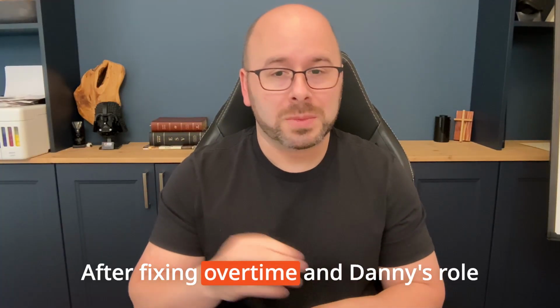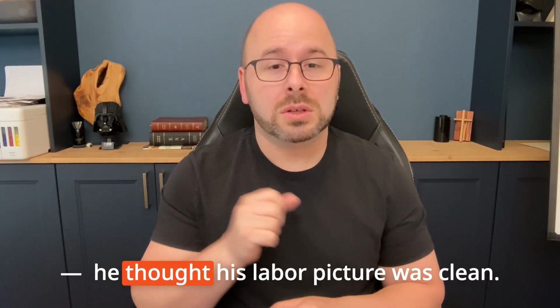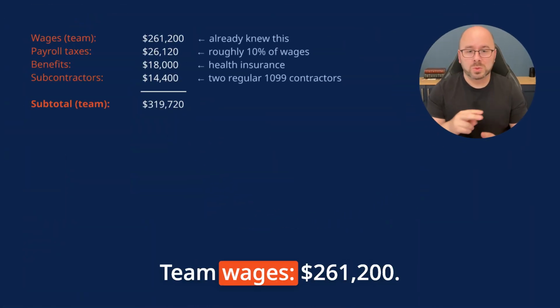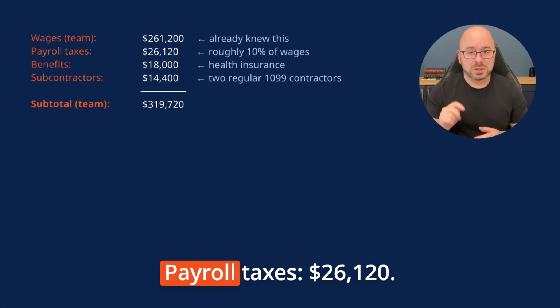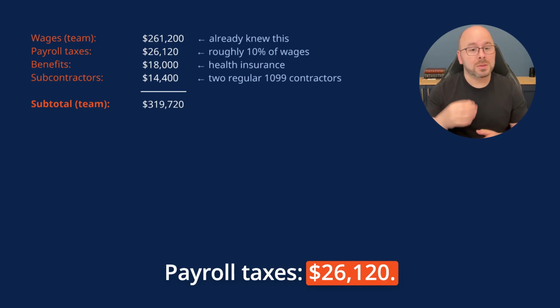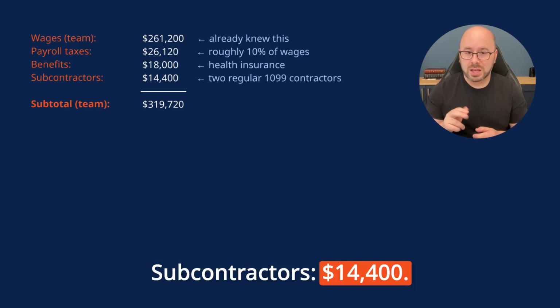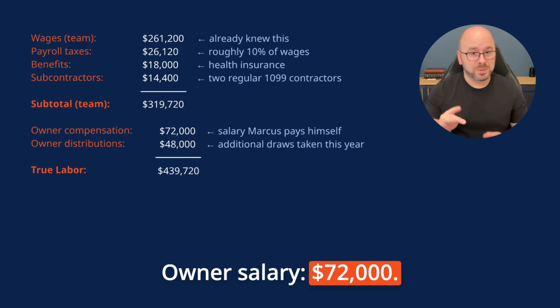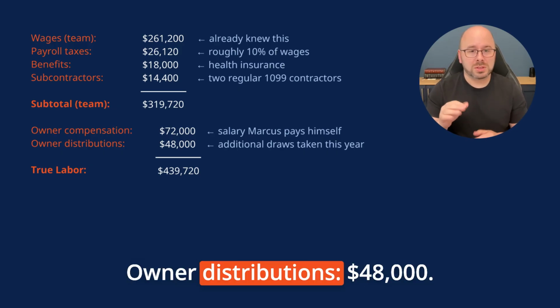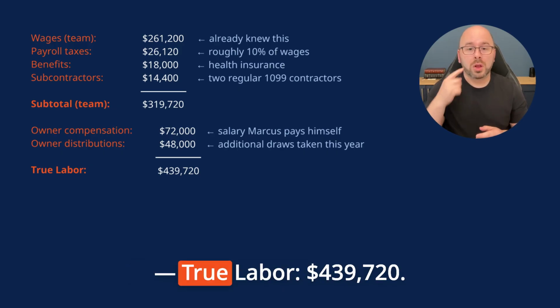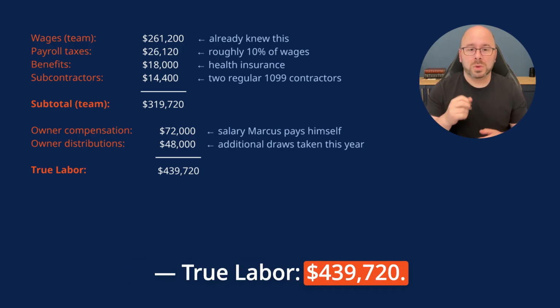Back to Marcus. After fixing overtime in Danny's role, he thought his labor picture was clean. We built his true labor, all 6 lines. Team wages, $261,200. Payroll taxes, $26,120. Benefits, $18,000. Subcontractors, $14,400. Owner salary, $72,000. Owner distributions, $48,000. True labor, $439,720.